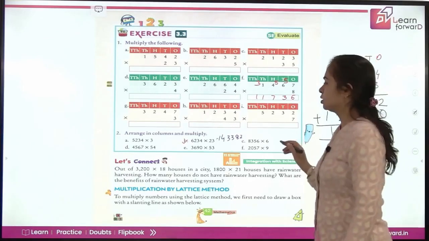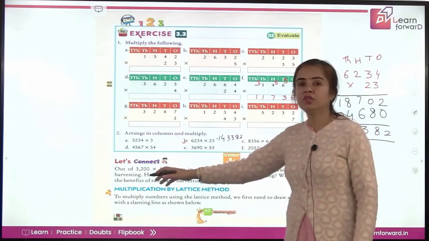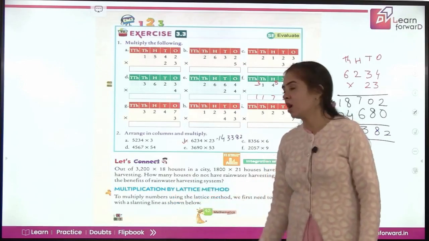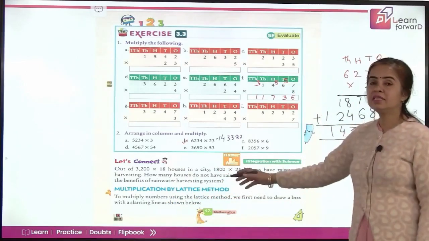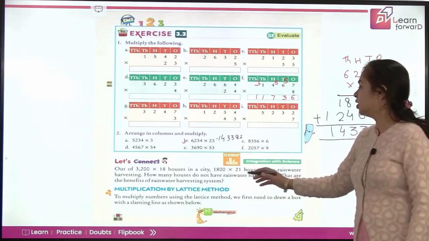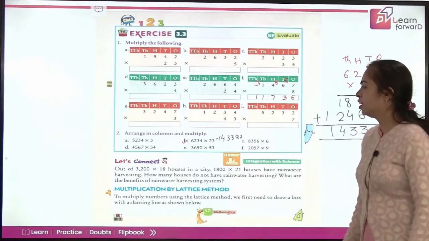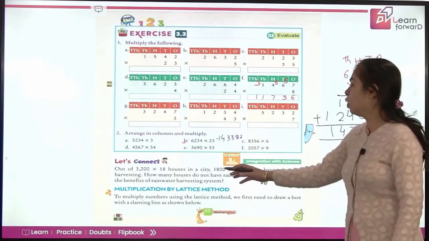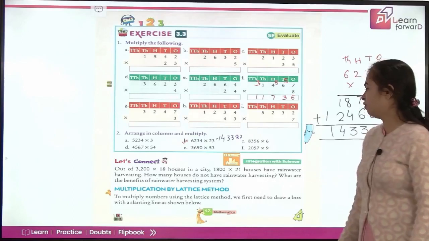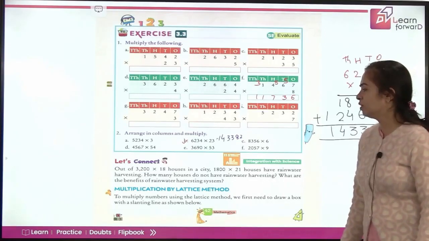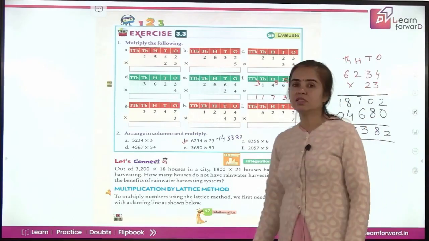Okay. Let's move ahead. Let's connect. Out of 3,200 times 18 houses in a city, 1,800 into 21 houses have rainwater harvesting. How many houses do not have rainwater harvesting? What are the benefits of rainwater harvesting system?